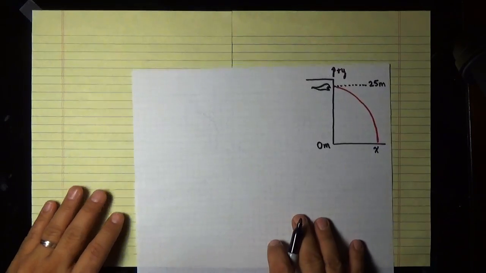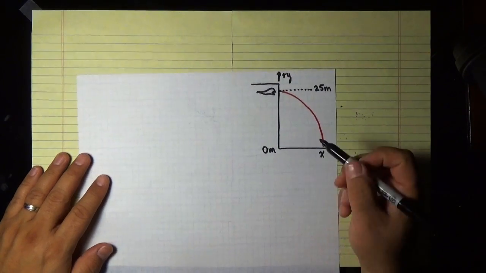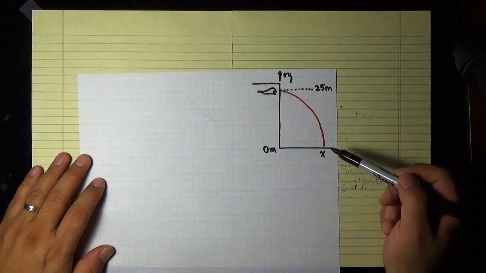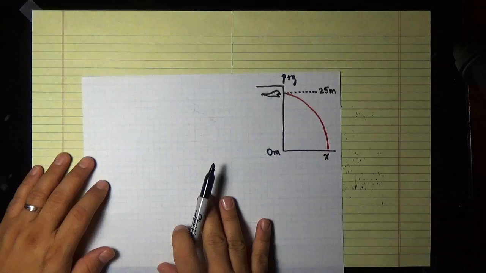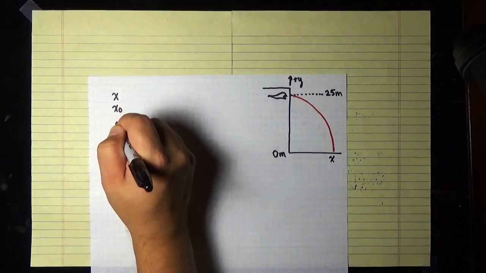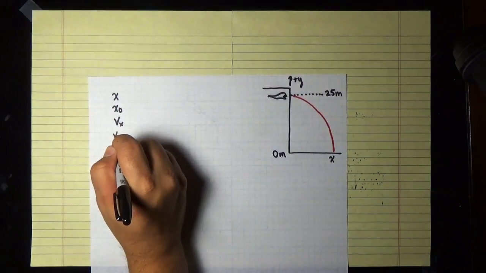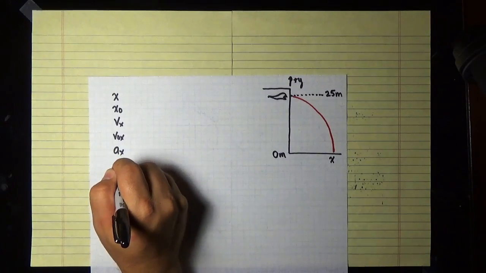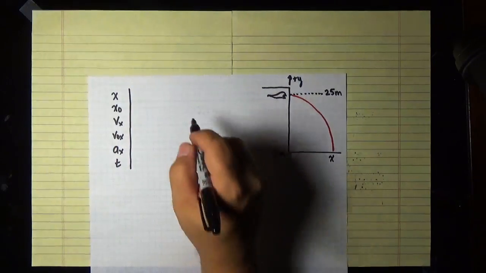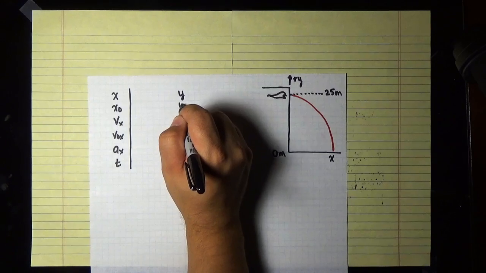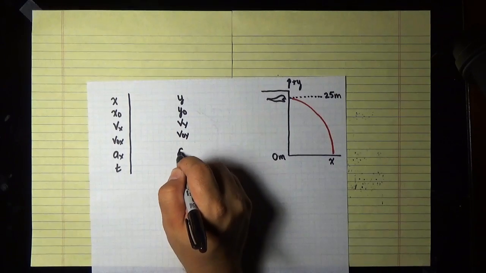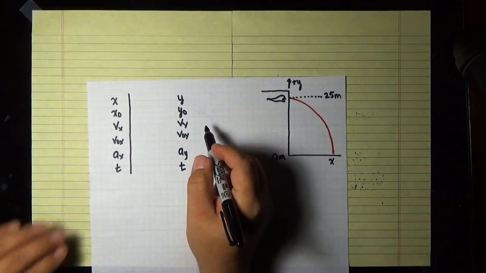So the next thing I do is I set up my kinematic table. Now this is a two-dimensional problem, so I'm going to set up two kinematic tables. One for the horizontal motion and one for the vertical motion. So I start by writing out my kinematic variables. There's x, x naught, vx, v naught x, ax, and t. And my kinematic variables in the y direction are y, y naught, vy, v naught y, ay, and again the time t.